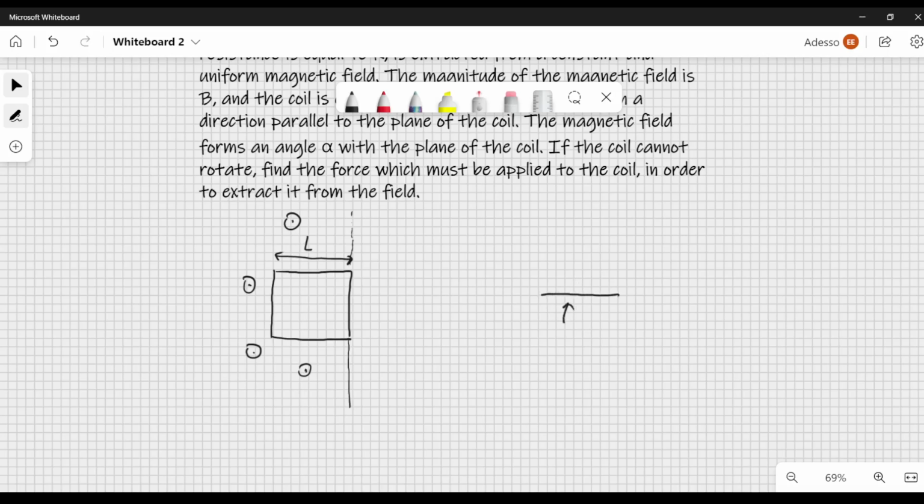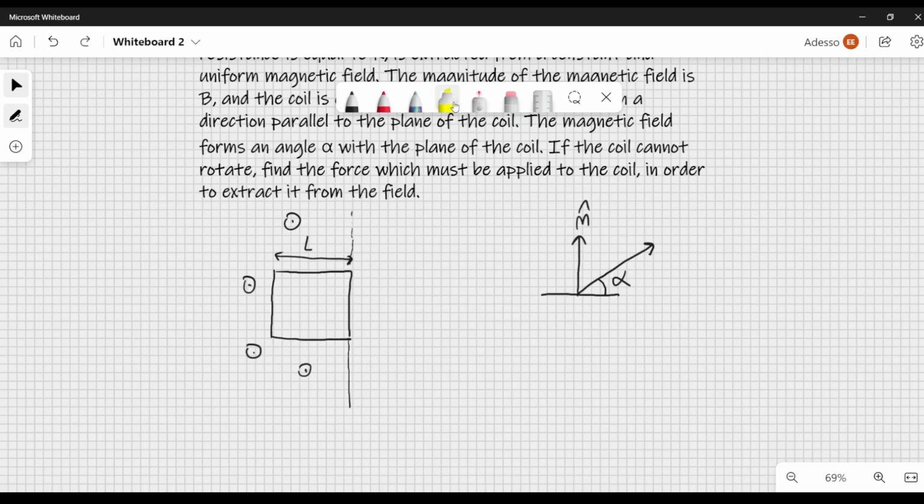Here we have the coil seen from this side, for example, or this side, and the magnetic field is coming out of the coil like this, in a direction which forms an angle alpha with the plane of the coil. So this is the normal to the coil, and this angle here will be 90 degrees minus alpha, of course. And we are going to extract the coil with a certain velocity v.